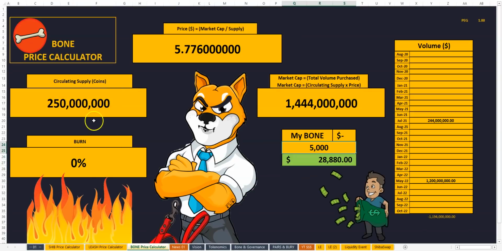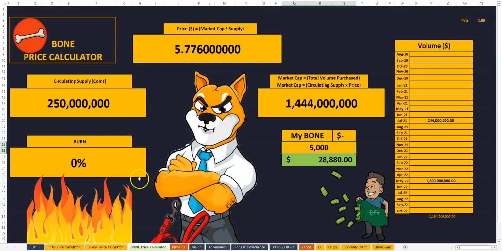Now, you see how significant that is. In the lifetime of bone, 250 million are going to be minted, are going to be created, and that's going to take about probably 3.5 years.